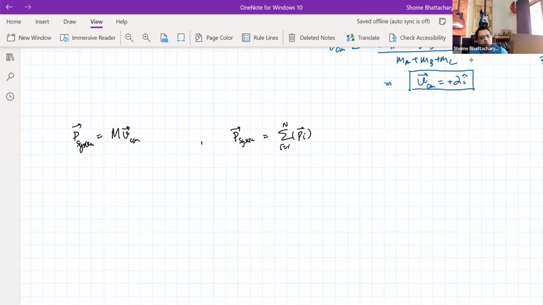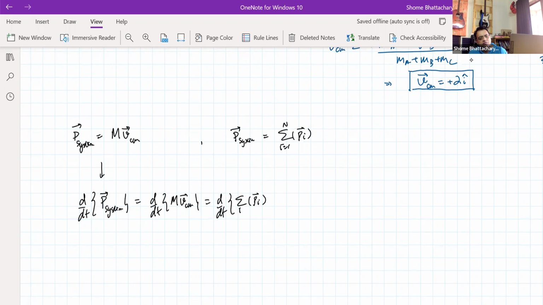So from this, we will now apply the impulse momentum theorem by differentiating both sides of this. So rate of change of momentum of the system, which we can define as rate of change of total mass into velocity of center of mass, that becomes rate of change of summation of momenta of the particles. Okay. So rate of change of momentum of the system is equal to total mass into acceleration of center of mass.